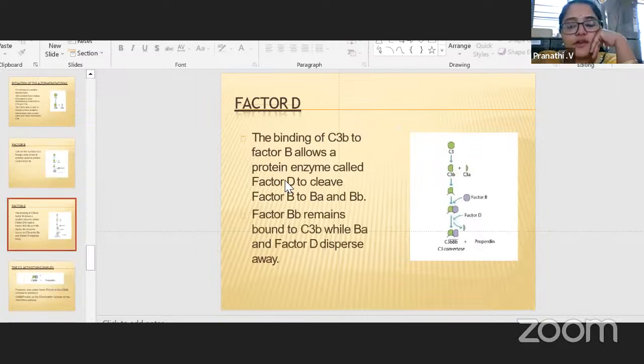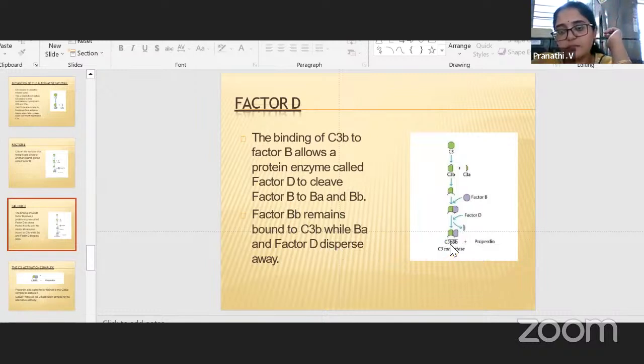Now factor D. What happens is, when C3, C3b and C3a are completely present together, you have binding of C3b to factor B. This allows factor B to be cleaved by factor D to form Ba and Bb. Capital B is your inactivated form; whenever you have the small letters, it is the activated form. So factor Bb is an activated form which remains bound to C3b.